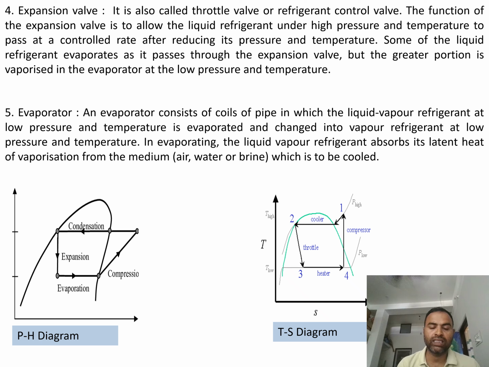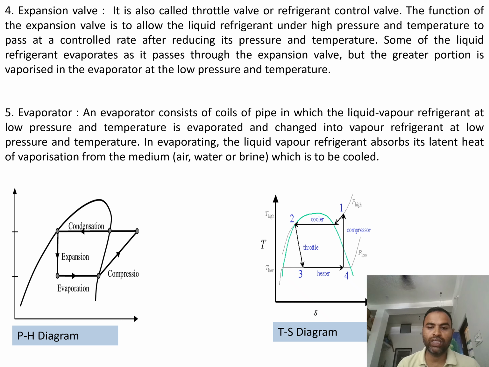After condensation, there is an expansion process in which pressure gets dropped from high pressure to low pressure. So this is the vertical process in which the pressure decreases from 3 to 4 as shown in the PH and TS diagram. At point number 4, the condition of refrigerant is low pressure, low temperature liquid refrigerant, and it is shown at point number 4.